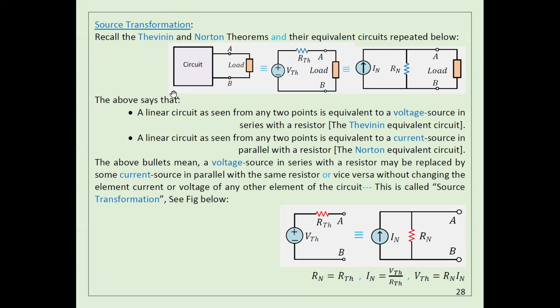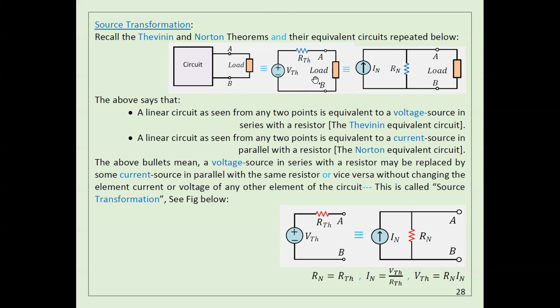Source transformation. We have proved this using Thevenin and Norton. We have proved that if you have a circuit like this one here, using Thevenin it is equivalent to this one here. Also, this circuit is equivalent to this one here, a current source and a resistor in parallel, and this one, a voltage source and resistor in series. We have already proved that, okay? So this circuit is equivalent to this one, and also this circuit is equivalent to this one.